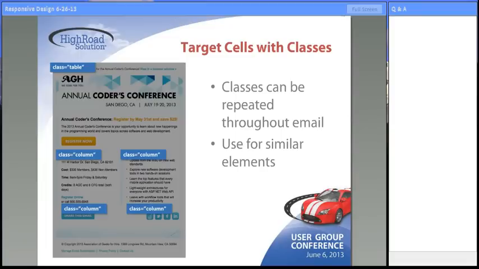So the other way we can do this is by targeting classes. Classes are similar to IDs, except we can use them multiple times. So you're going to reserve classes for similar elements in your template. Here I've used them for the columns, because we've got four of them, and we want them all to do the same thing. And I'm also applying a class of table to the overall table that we're going to scale down to 300 pixels. Just in case I were to add another table at some point, I could add that same class to it, and it would scale down to 300 pixels.